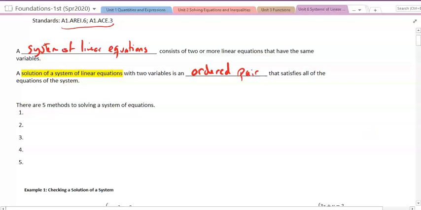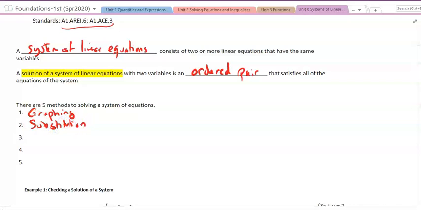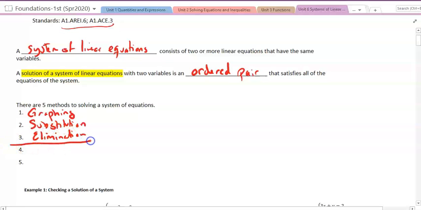Now, pay attention to this here. There are 5 methods that we will discuss as we go through math on being able to solve systems. The first is the one we're going to work on today and tomorrow, and that is by graphing. The second method, which is what we'll do Friday and the last Monday, will be substitution. Our third method that we'll discuss will be elimination. And that will be what we will discuss in this course.